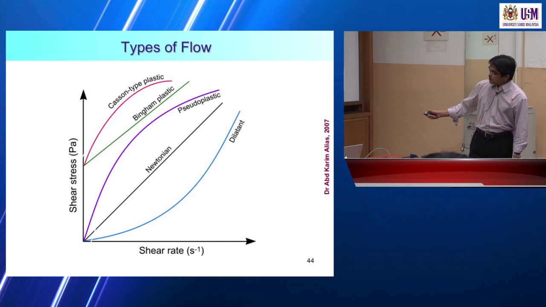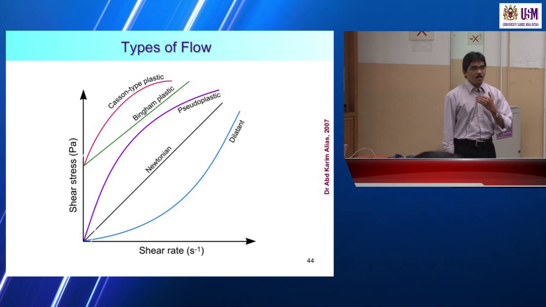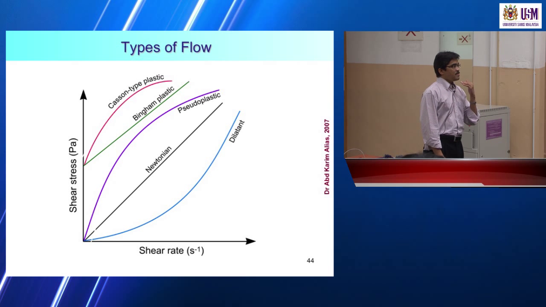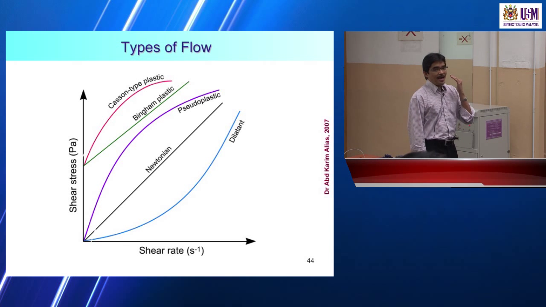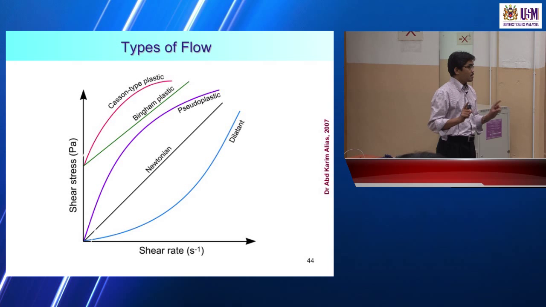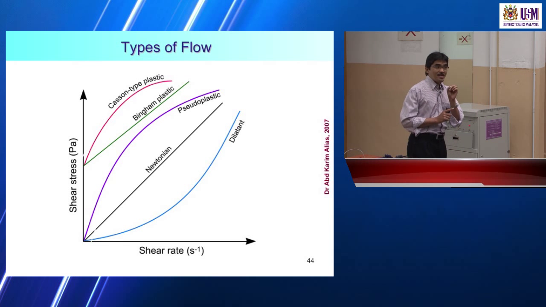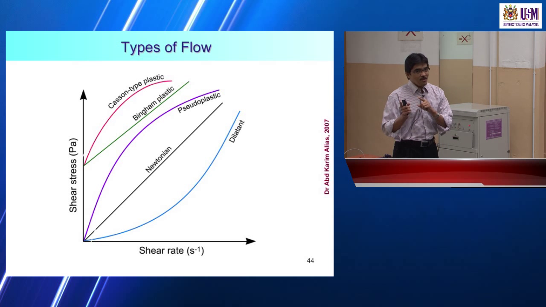So Newtonian behavior means there is a direct relationship between shear stress and shear rate, and the viscosity is constant at any shear rate. If I take this shear rate, I can read what the viscosity is. If I take this shear rate, I can read what the viscosity is. But it will be the same, at a particular, fixed temperature. When we increase the temperature, of course, the viscosity will change.